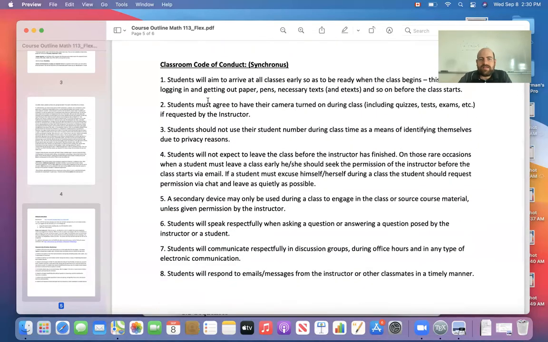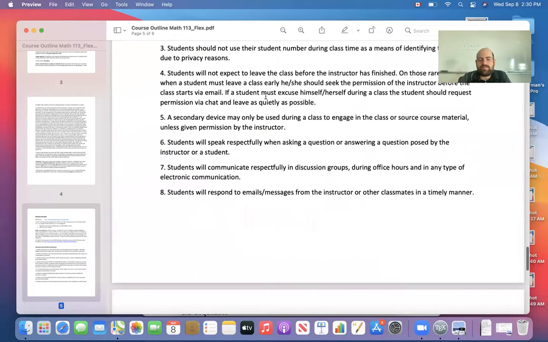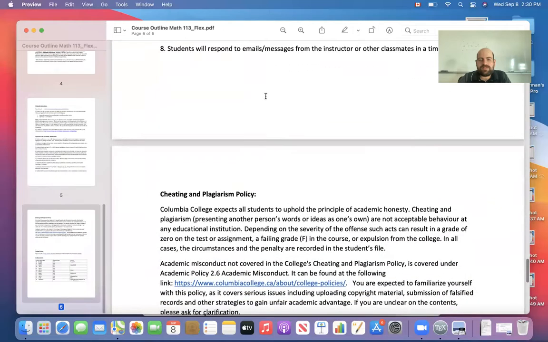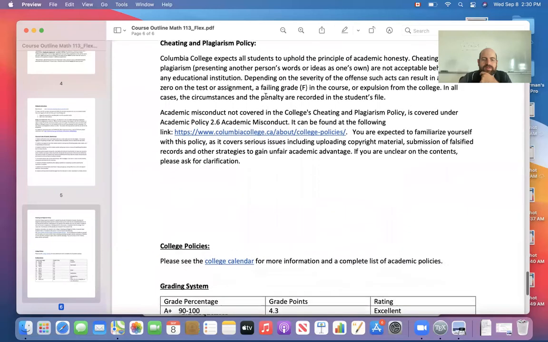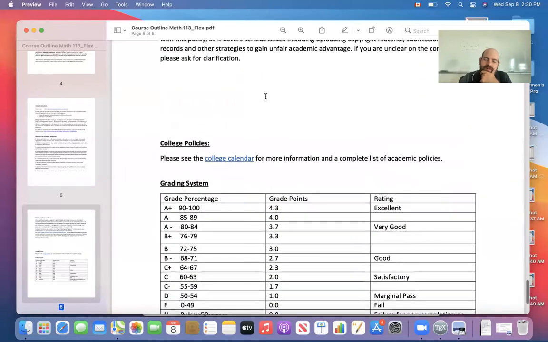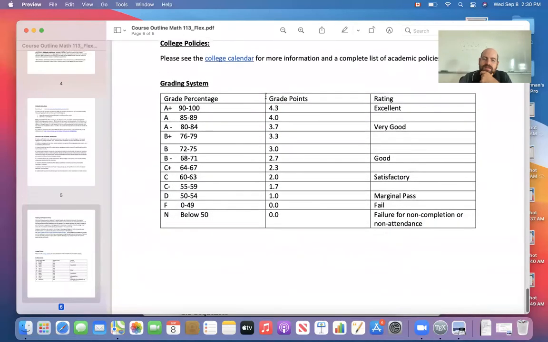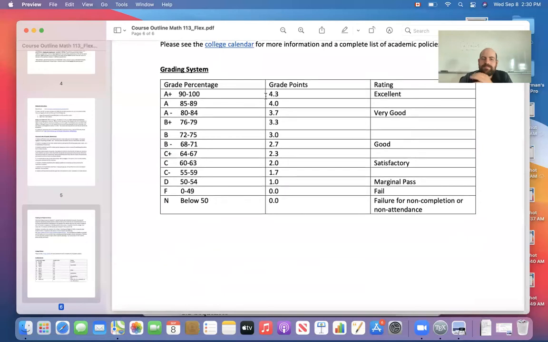And these are the classroom code of conduct, which is common for all college courses, and the cheating and plagiarism policy also, again common in all college courses. And the grading system, I'm sure you're familiar with it. Yeah, and that's all about the course outline.